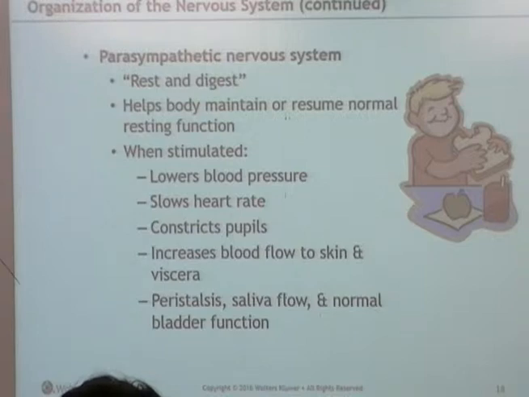So, lots of just maintaining resting function. Okay, brings your breathing back down.